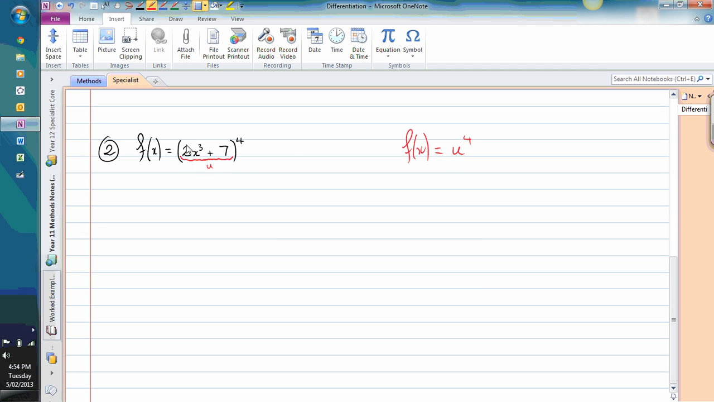But it's complicated by the fact that instead of just a u in there, we've got a 2x cubed plus 7. So each part of this, the 2x cubed plus 7 and the power of 4, is easy to differentiate on its own, but when they're nested inside each other like this, it becomes a chain rule problem and it becomes a little bit more involved.